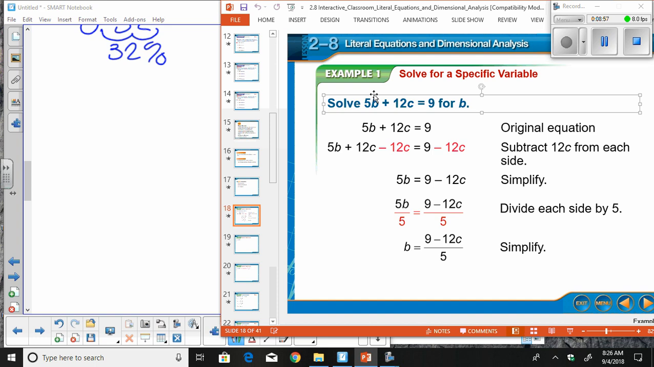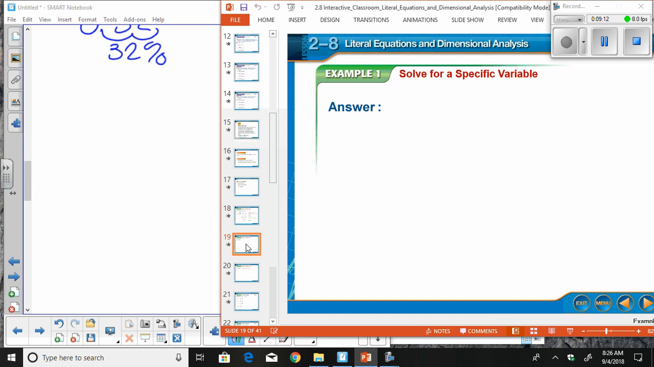So now I'm left with 5b on the left. I still want to get b by itself, so I divide by 5. I divide one side of the equal sign by 5. I divide the whole of the other side by 5. But we're not looking for a straight number because we still have a variable on the right side, so we just leave it as we see it. So there we go.